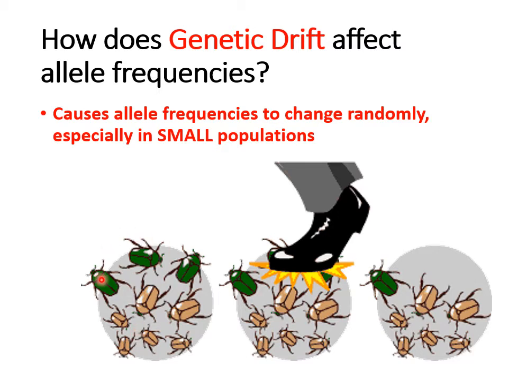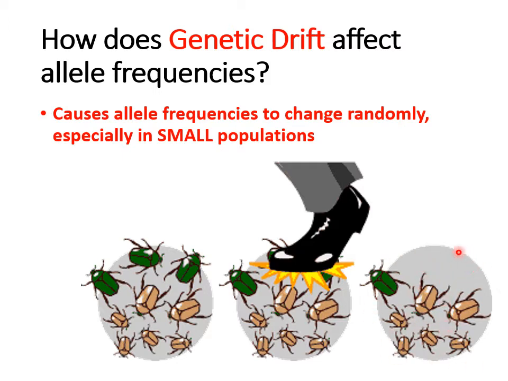So normally you'd have green alleles increasing in the population and beige alleles decreasing. In genetic drift, boom, what happens? A random by luck event occurs, knocks out or kills a whole bunch of those organisms, in this case, the green beetles. What do you notice? The population genetics are now different.